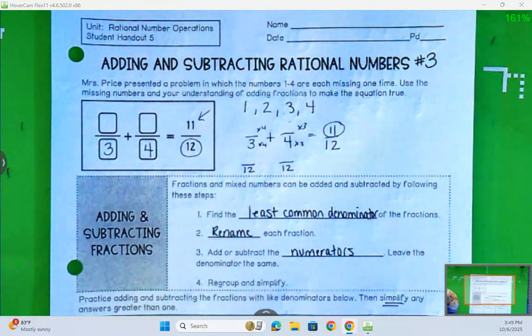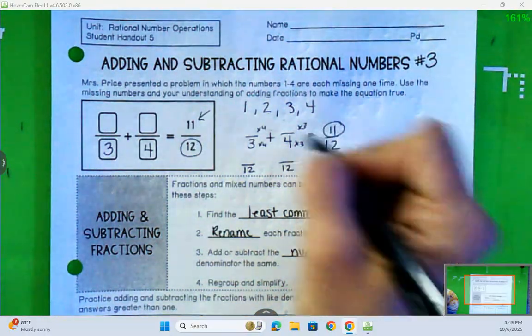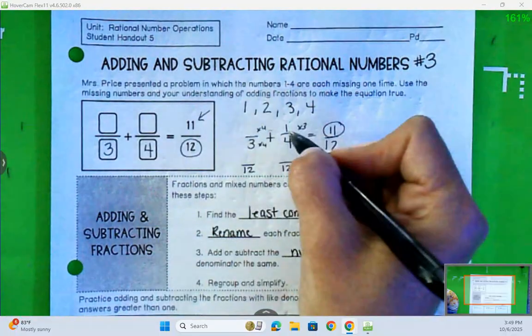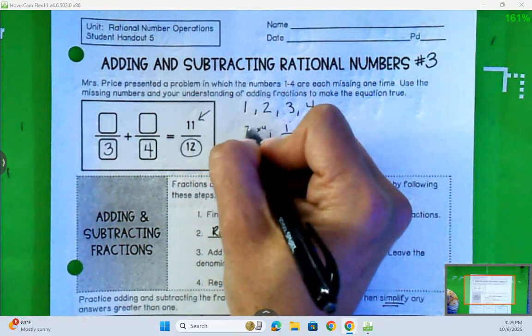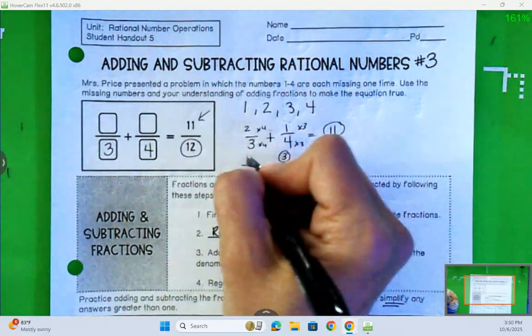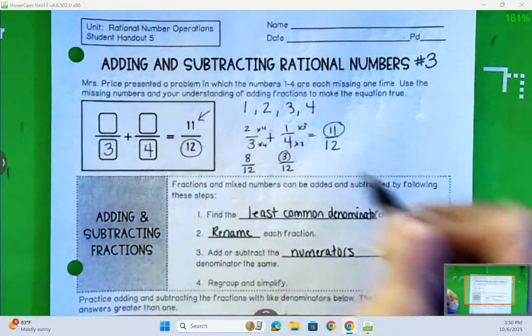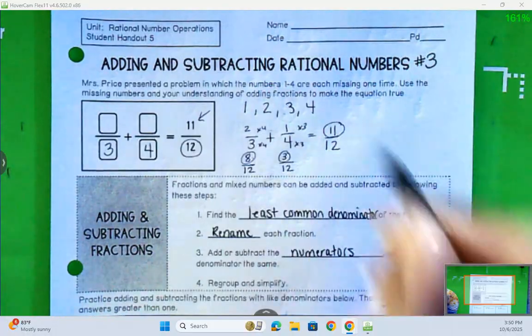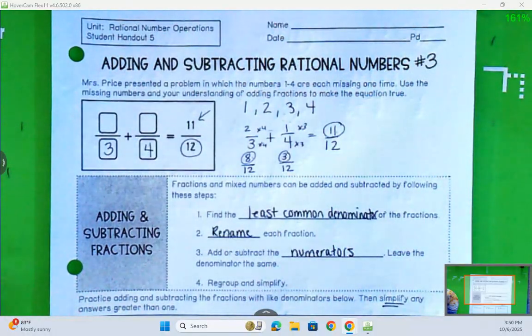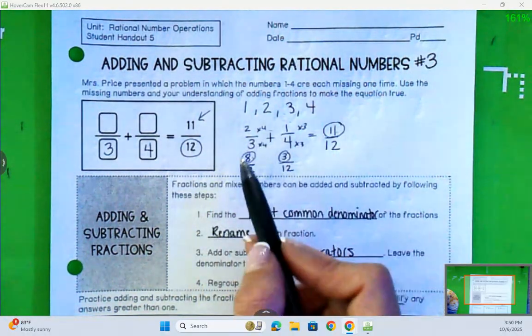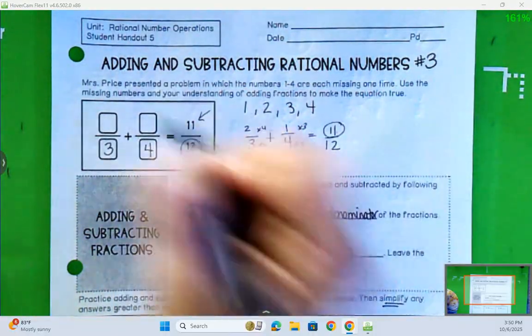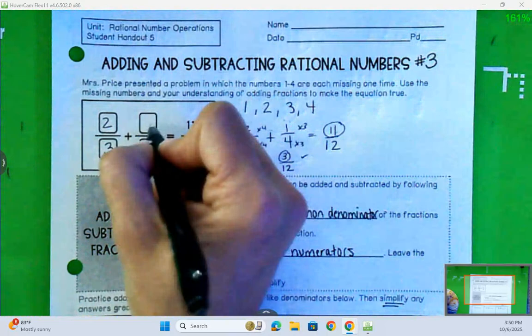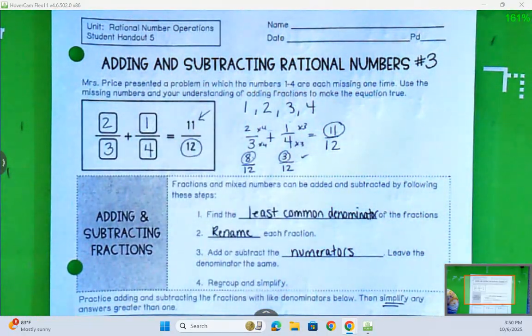Looking at that, if we tried 1/4, then we would have 3 twelfths. And if we put our 2 here, that would give us 8 twelfths, and 8 plus 3 is 11. So sometimes it's a matter of guessing and checking. If that didn't work, I would have put the 1 here and the 3 there. But it does work. It checks out. So we're going to have 2/3 plus 1/4 equals 11 twelfths.